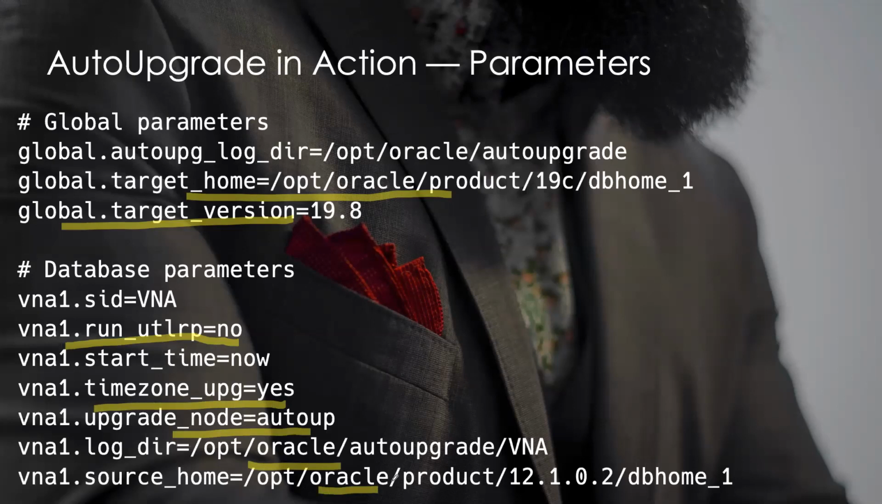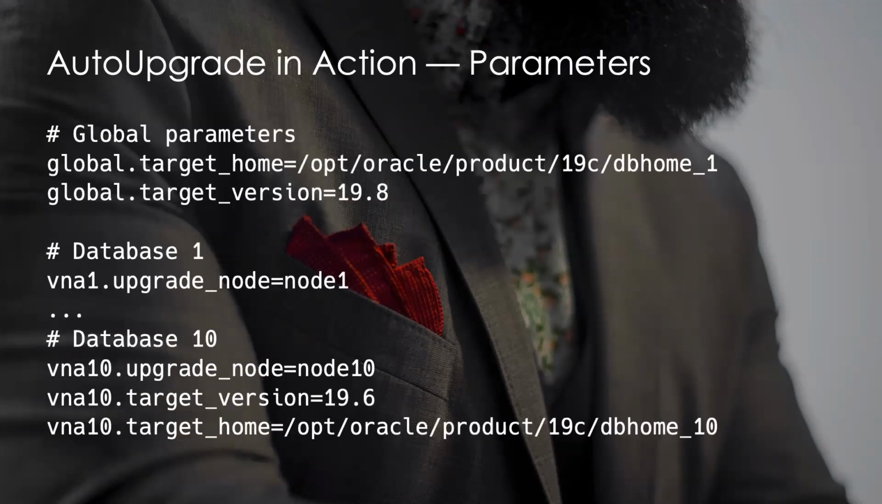Now, what if I have a bunch of databases that are all very, very similar or identical, and I have one database that's an outlier? Well, parameters can handle that for you. We can set some global parameters for our home and our version. And then I can override those for individual databases.